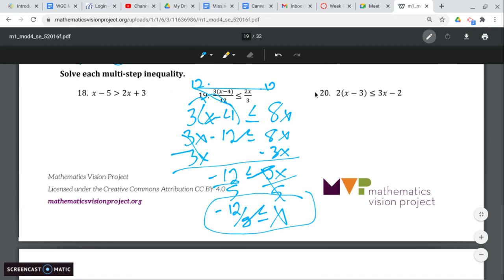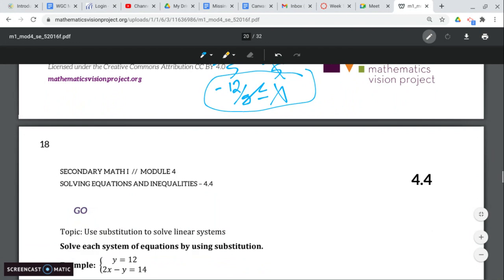So you're just solving the multi-step equation on each of these. So on 20, distribute first, then get your x's to one side and your constants to the other. This one, get your constants to one side, your x's to the other, and solve. You're just trying to get x by itself.